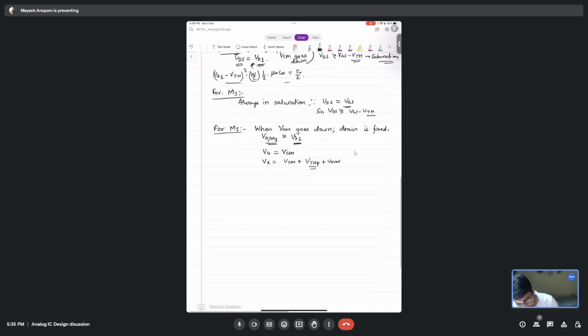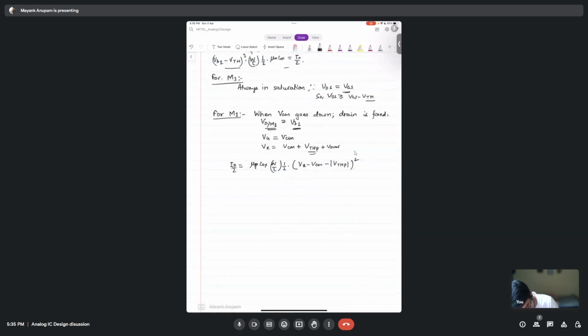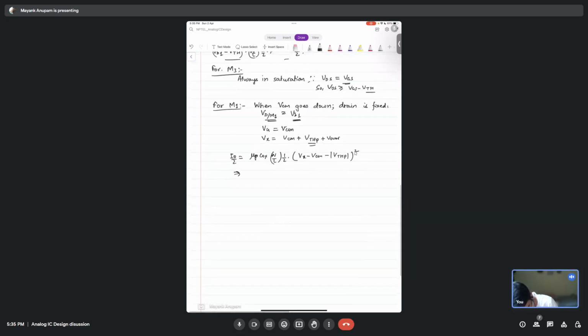Okay, one second. You are getting confused. So the current equation is what? I naught by 2 should be equal to half mu p Cox W over L into Vx minus VCM minus modulus of VTHP, whole square, right? Correct? So what should Vx be? Vx is equal to what?